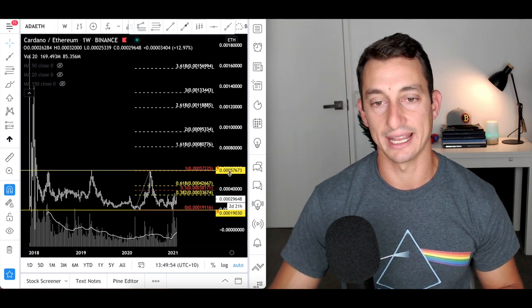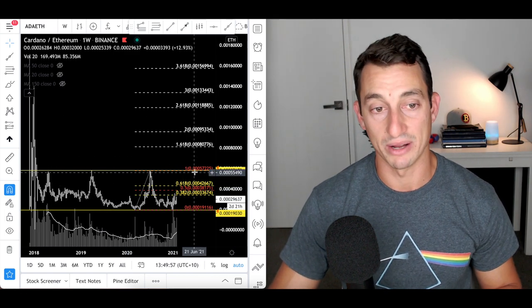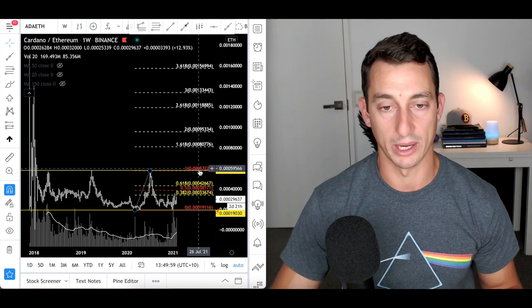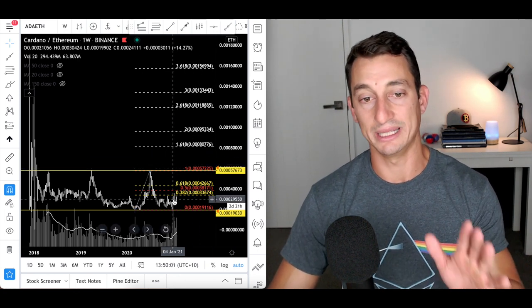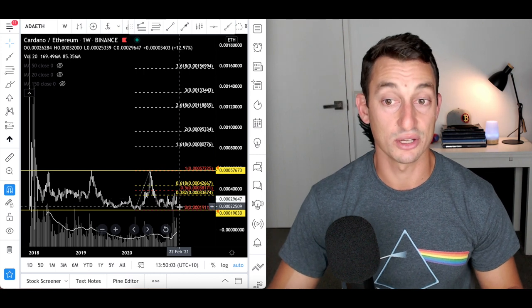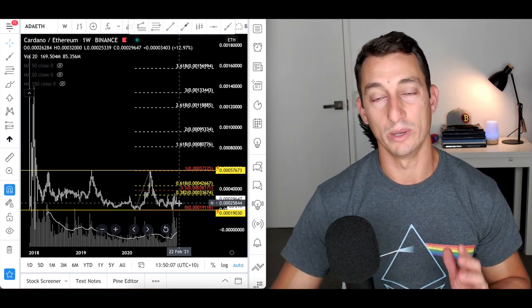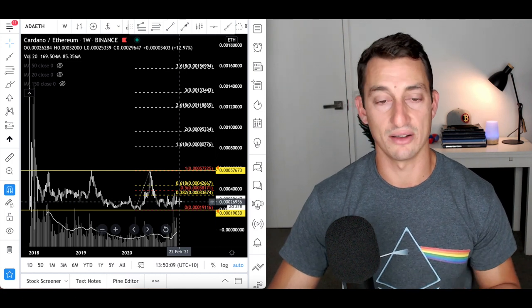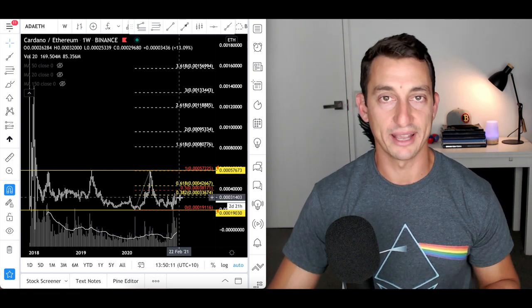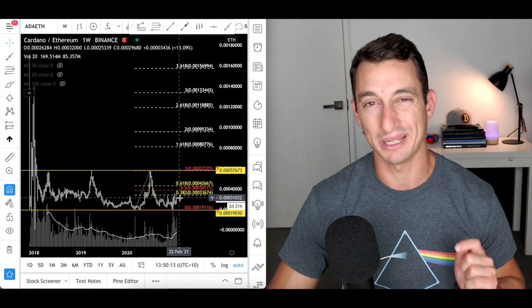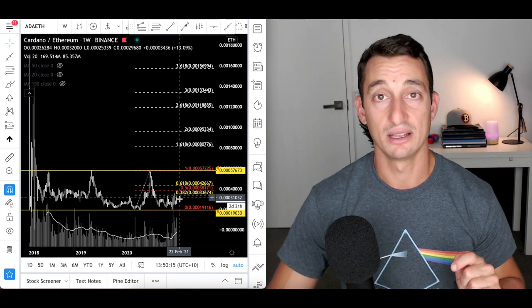So we want to see it take out 58,000, hold above that level, and then start to make its way higher. This is obviously going to be impacted by the price of Ethereum. So if Ethereum continues to head up pretty strongly, then we could expect to see this chart suffer, unless Cardano pulls out something big and pushes up even harder, faster, higher than Ethereum.